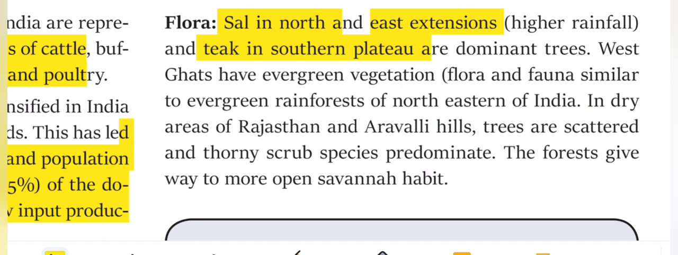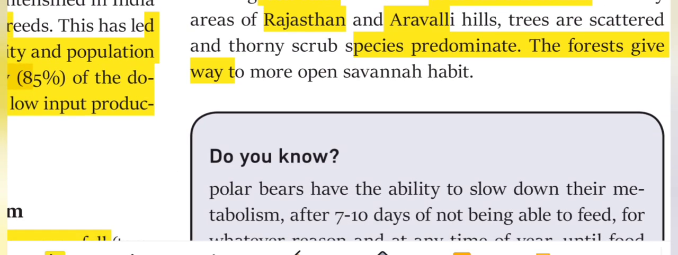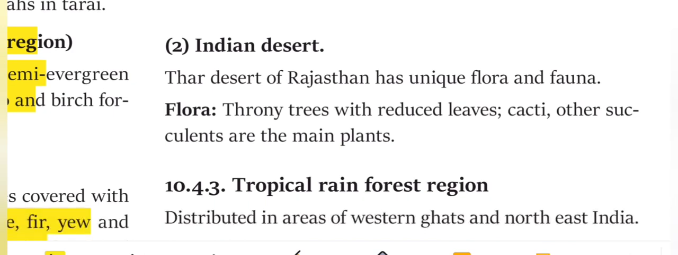West Ghats have evergreen vegetation, flora and fauna similar to evergreen rainforest, and northeastern India. In dry areas of Rajasthan and Aravalli hills, trees are scattered and thorny scrub species predominate. The forest gives way to more open savanna habitat. Okay, now Indian desert. So the desert of Rajasthan has unique flora and fauna. Thorny trees with reduced leaves, cacti, other succulents are main plants.